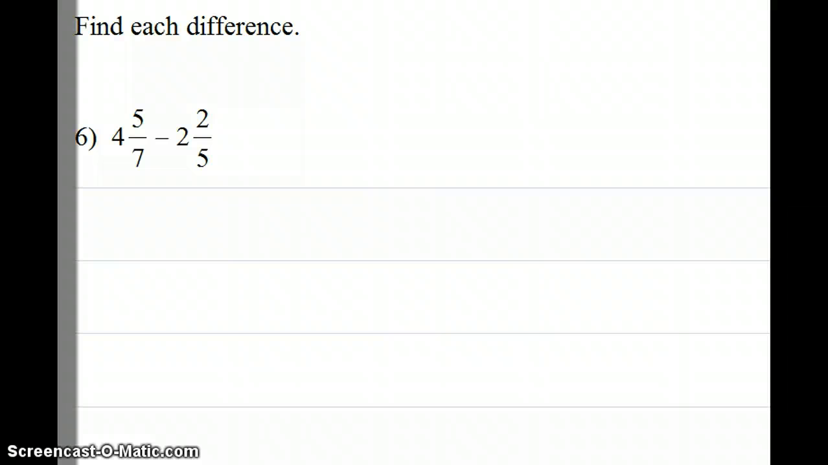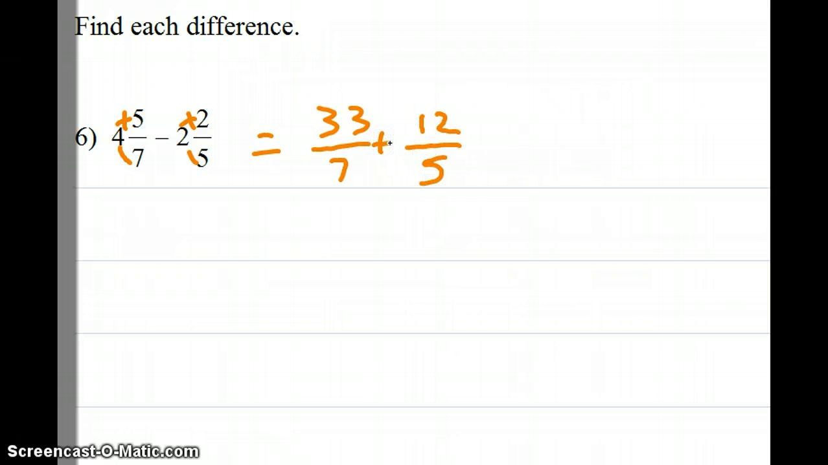Okay, so again, if we're looking at this one, we have subtraction, but we have mixed numbers. So 4 times 7 is 28, plus 3 is 33/7. 5 times 2 is 10, plus 2 is 12/5. Common denominator here is 35. So we'll need to multiply by 5 here, and here we'll need to multiply by 7.